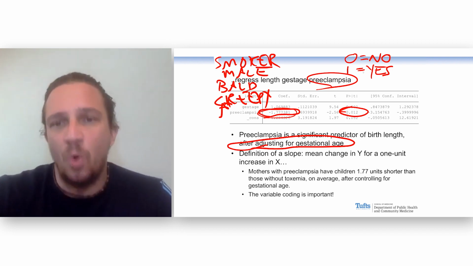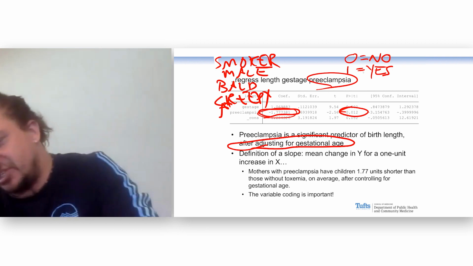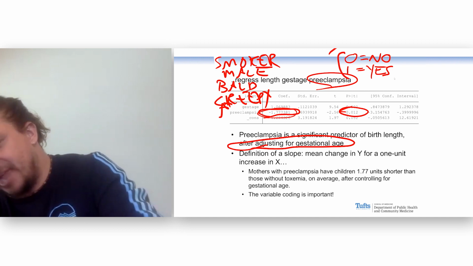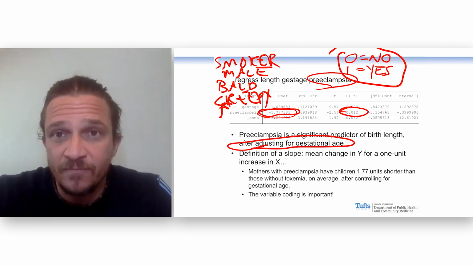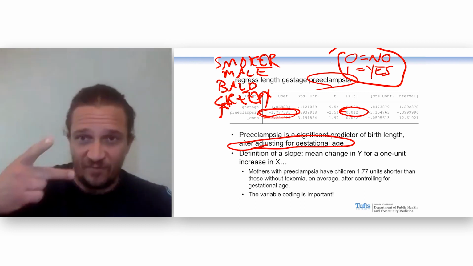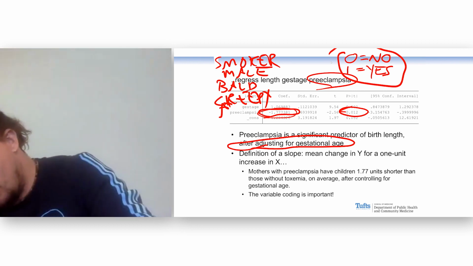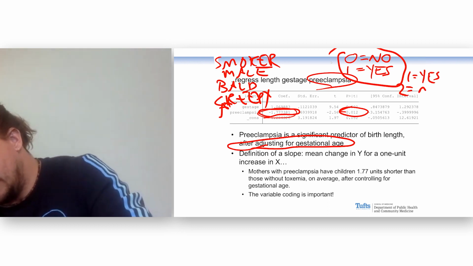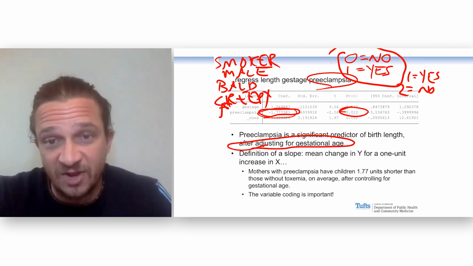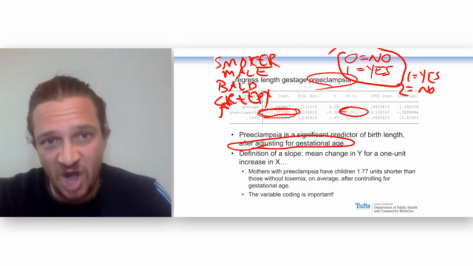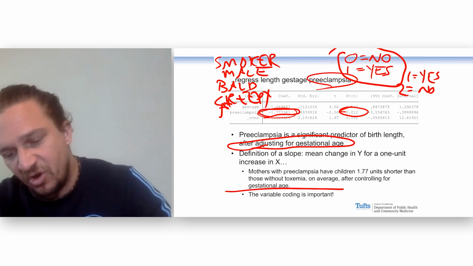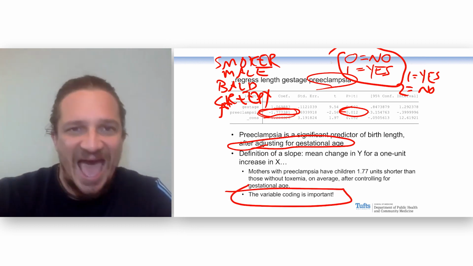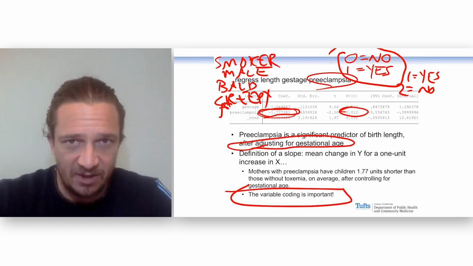But what does that mean, a 1 unit increase in X? Well, I just told you. These are Tibor's data, and Tibor always codes his data so that 1 is yes and 0 is no. If I did it reversed, or if I coded that 1 is yes and 2 is no, what's a 1 unit increase in X? Well, it's going from yes to no. And we would see that that sign would be different. So the variable coding is important. You have to look at the data.